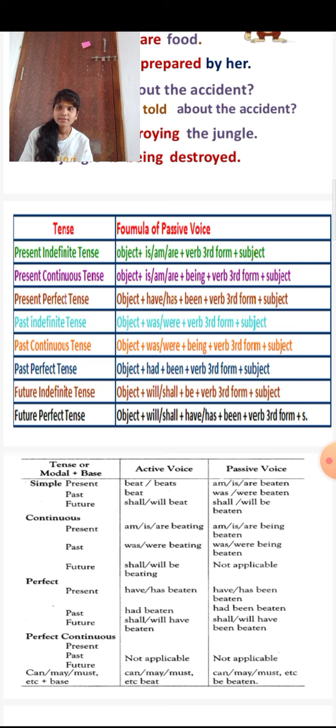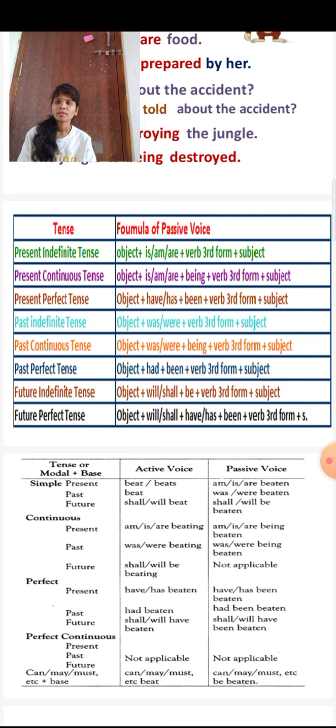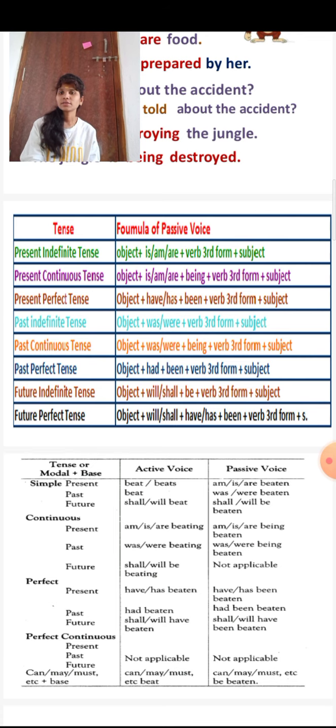Active sentence in simple past tense: Ria paid the bills. The bills were paid by Ria. And the teacher called the student. The student was called by the teacher. So that is simple past. And she did not buy the fruits. The fruits were not bought by her.